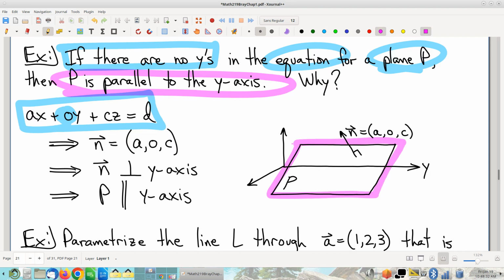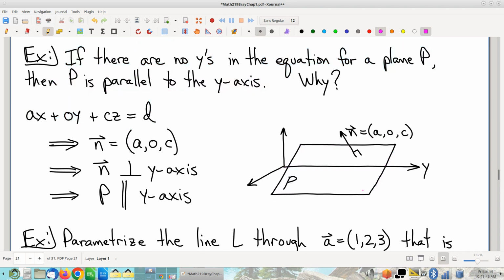Neat fact. Trivial algebraic observation immediately leads to useful geometric conclusion. Okay. So why does this work? Well, it's no big deal. It's a matter of kind of thinking it through.